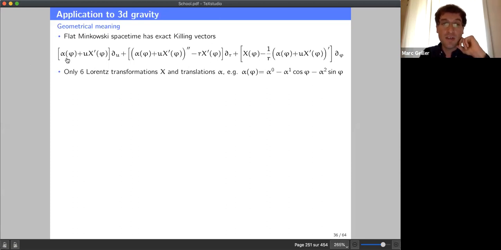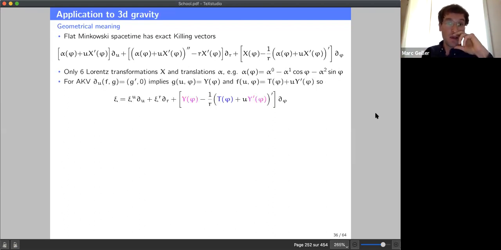This means that these functions alpha of phi and x of phi are not arbitrary functions of phi. In fact, they have to satisfy a third order differential equation, meaning that when you write them, there are these 3 constants. For example, the parameter alpha has to be of the form alpha 0, minus alpha 1 times the cos and alpha 2 times the sine. So it's not an arbitrary function. It has to be a constant or a cos or a sine. And the same thing for x. And these fixed functions mean that there are only 6 isometries of Minkowski spacetime.